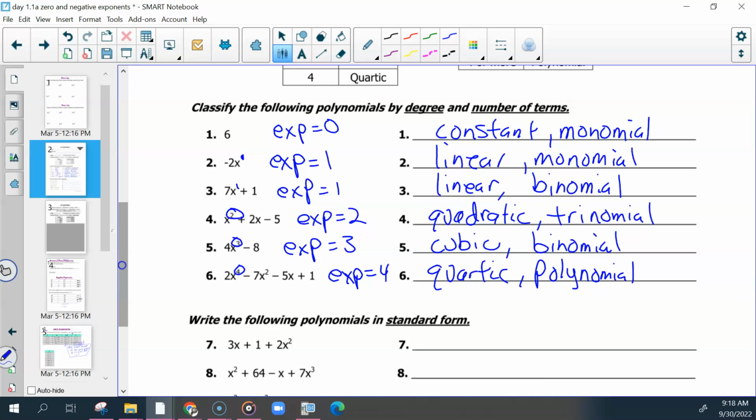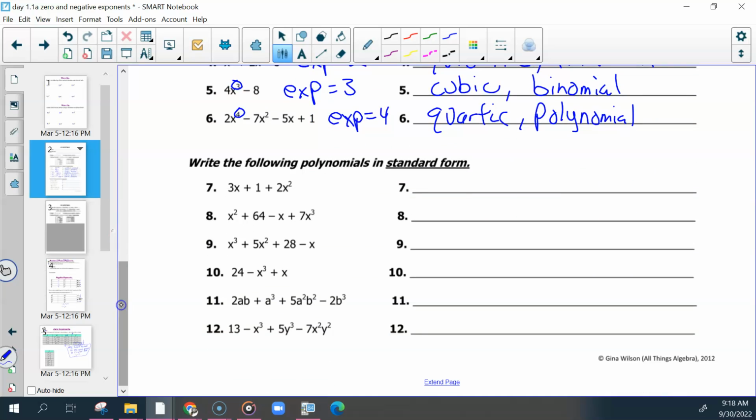Okay. So you will need to know those terms, memorize them, know what they mean. This is one objective, polynomial classification. Questions so far? The second part of this is, can we take these and put it in standard form? So in alphabetic order, highest exponent goes first.